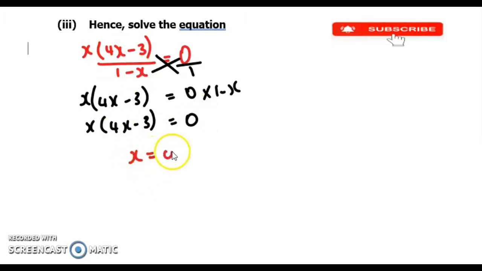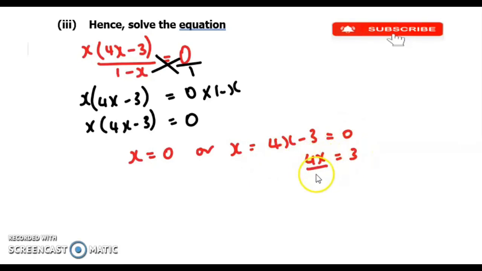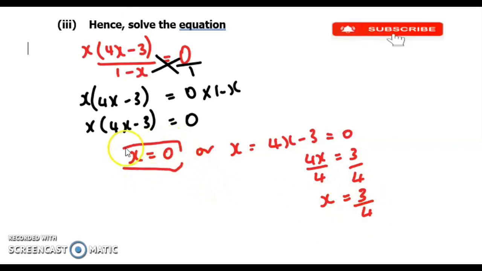x is equal to 0 or x would be equal to, so we can just work out this part where you have 4x minus 3. So if you have 4x minus 3 equal to 0, you're going to get 4x is equal to positive 3. Divide by 4, divide by 4. Now you're going to have x is equal to 3/4. So x can either be equal to 0 or x can be equal to 3/4. And that would be your solution for the equation above.